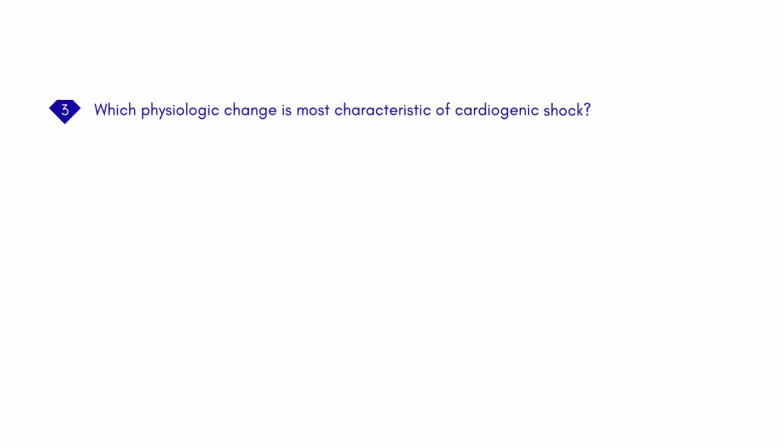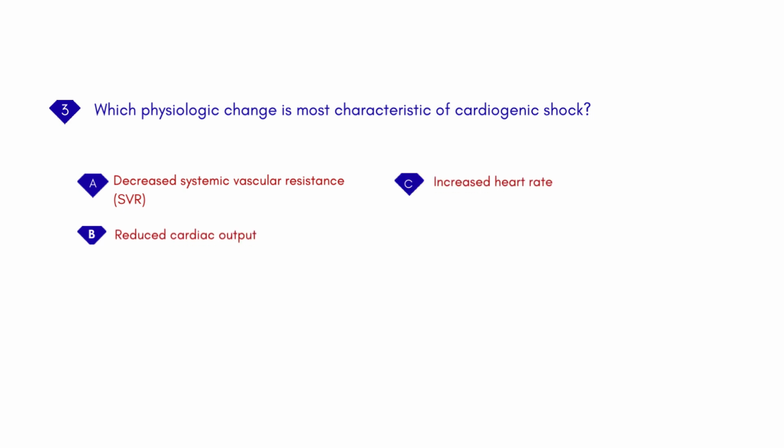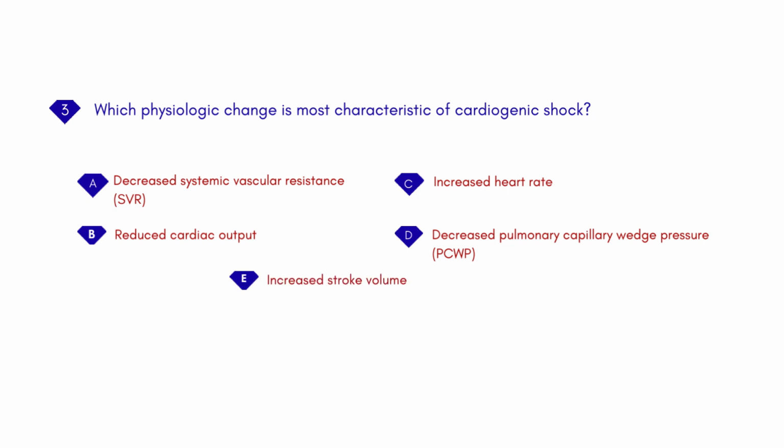Which physiologic change is most characteristic of cardiogenic shock? A. Decreased systemic vascular resistance, SVR. B. Reduced cardiac output. C. Increased heart rate. D. Decreased pulmonary capillary wedge pressure, PCWP. E. Increased stroke volume. Answer: B. Reduced cardiac output.